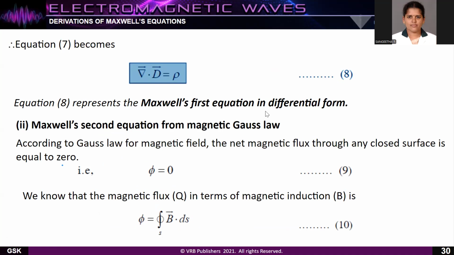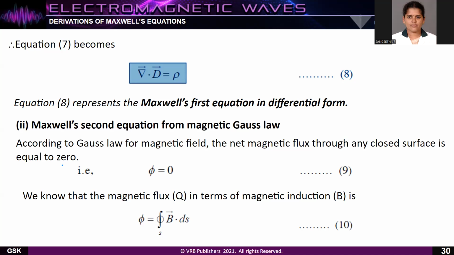Now we can go for Maxwell's second equation. What is Maxwell's second equation? We are deriving Maxwell's second equation from the Gauss law of magnetic field. What is the Gauss law of magnetic field? The magnetic flux passing through any closed surface is equal to 0. That is, magnetic flux, it is phi, when it is passed through any closed surface, that value is equal to 0.